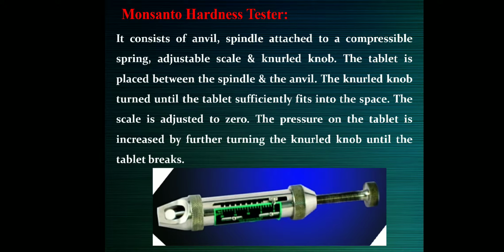The knob is turned until the tablet sufficiently fits into the space between the spindle and anvil. The scale is adjusted to 0. The pressure on the tablet is increased by further turning the knob until the tablet breaks, and the reading from the scale is taken as the hardness of the tablet.